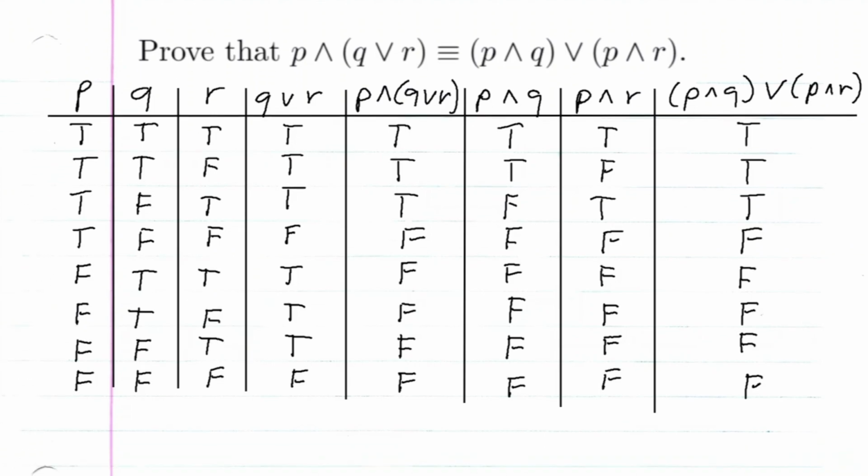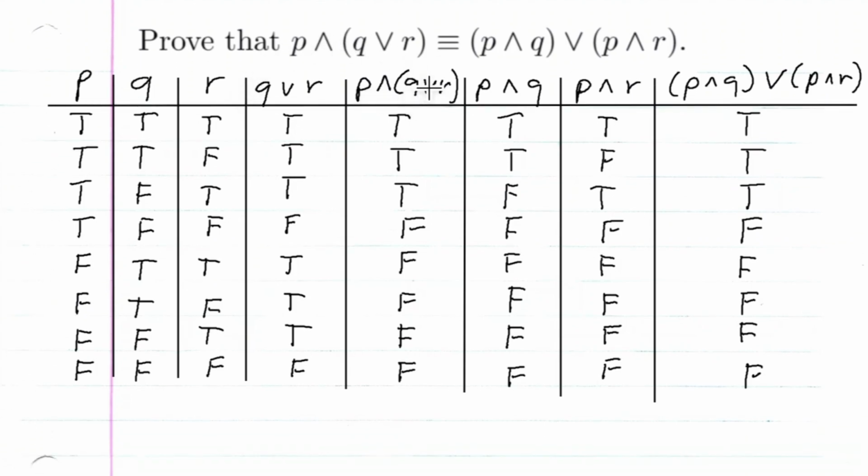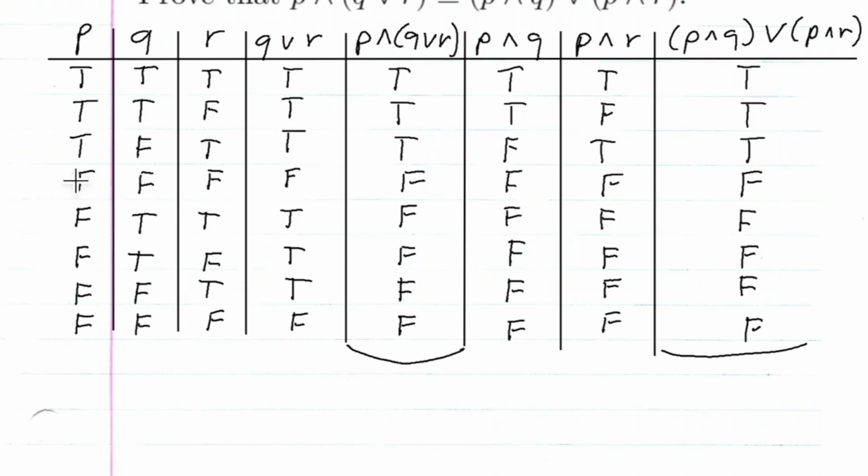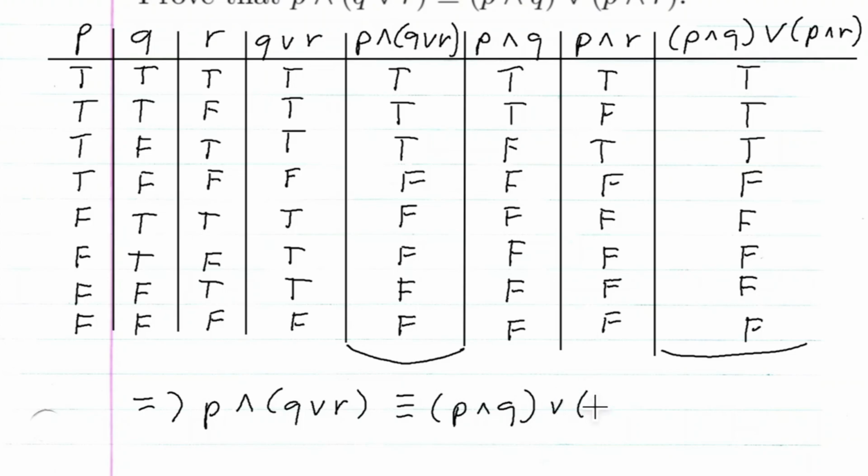And look at what we have. We have that P and (Q or R) is true, true, true, and then the rest are false. And (P and Q) or (P and R) is true, true, true, and the rest are false. So this tells us that these two statements are logically equivalent to each other, which is what we wanted to show. So this implies that P and (Q or R) is logically equivalent to (P and Q) or (P and R). And that is the proof.